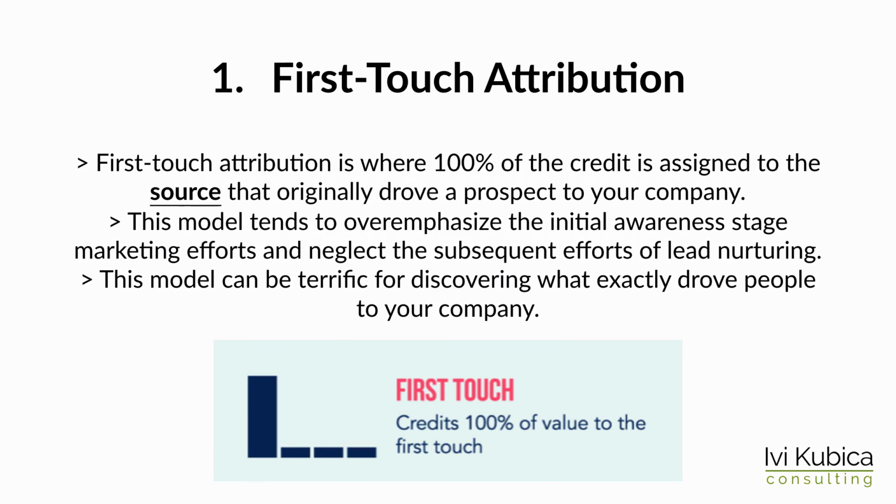The first one is first touch attribution. First touch attribution is where 100% of the credit is assigned to the source that originally drove a prospect to your company. This model tends to overemphasize the initial awareness stage marketing efforts and neglect the subsequent efforts of lead nurturing. This model can be terrific though for discovering what exactly drove people to your company.